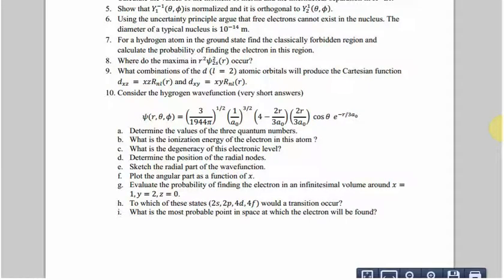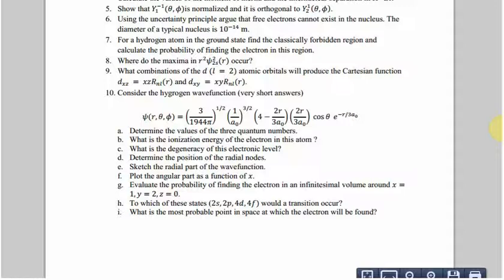That's a bit tricky. Think about that. Probability of finding the electron in an infinitesimal volume around x equals 1, y equals 2, z equals 0. That's a short answer, but a tricky one. This is the pz orbital. Z equals 0, which means I am talking of the xy plane, which is the nodal plane.